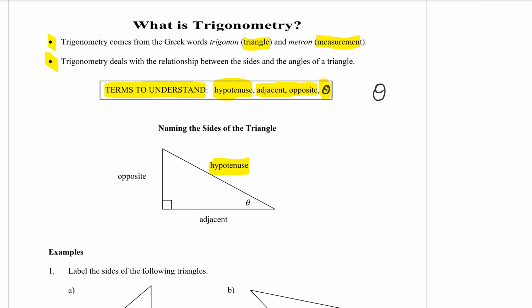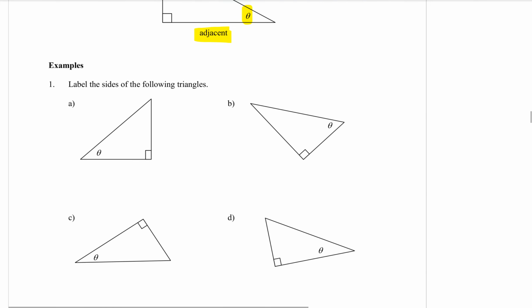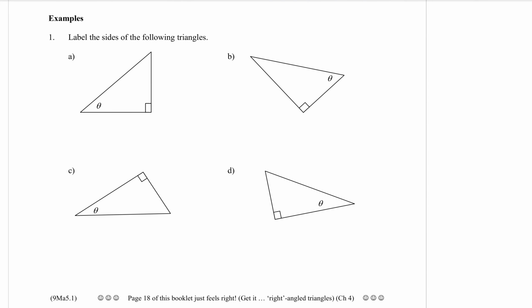So to label your triangle, you find the theta, or the angle that you've been given. The side straight across from there is the opposite, and the side between the two angles, the theta and your right angle, is the adjacent. So we just want to take a couple of moments here to practice labeling our triangles.